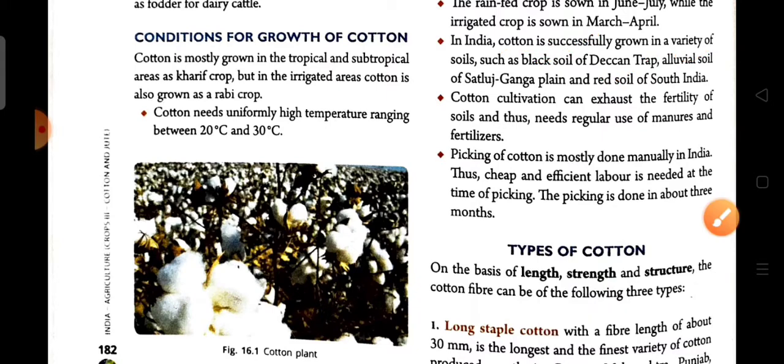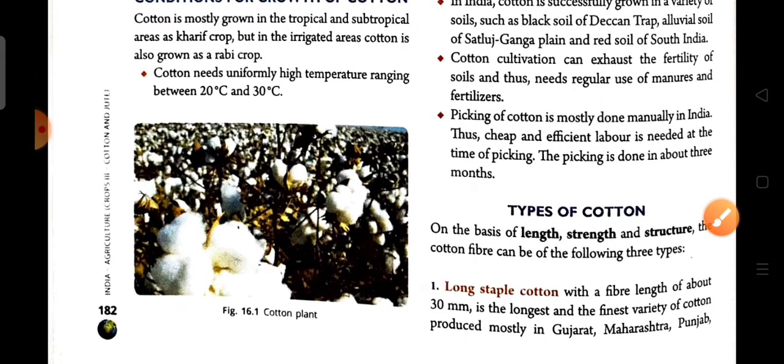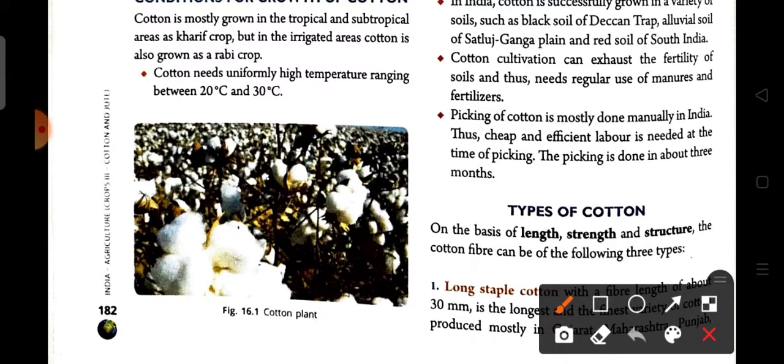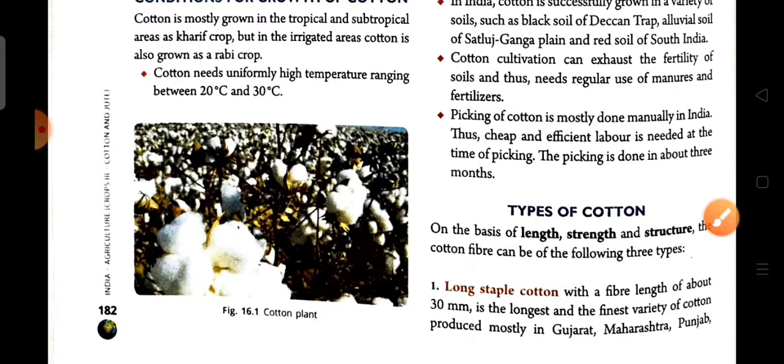Cotton cultivation can exhaust the fertility of the soil, thus needing regular use of manure and fertilizer. In the previous chapter we learned about sugarcane. There also we see that sugarcane extracts the fertility of the soil, that's why it needed a very large amount of manure. So here also cotton exhausts the fertility of the soil, and it also needs the regular use of manure and fertilizer.